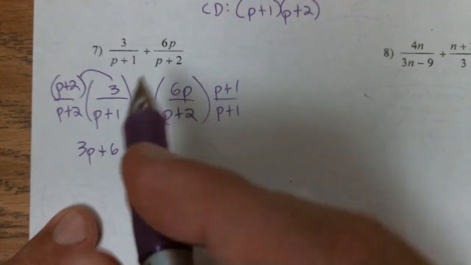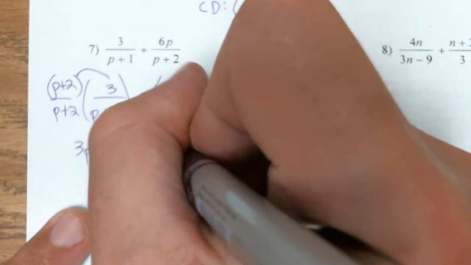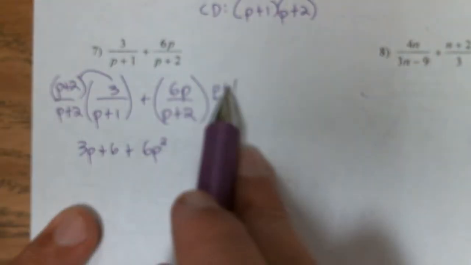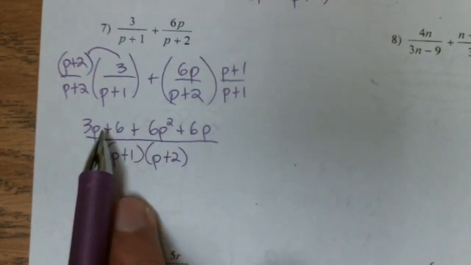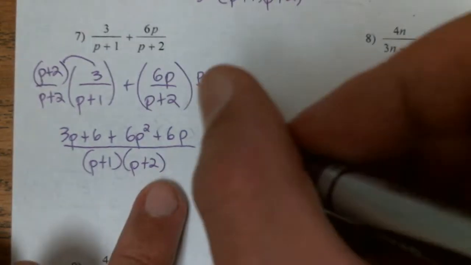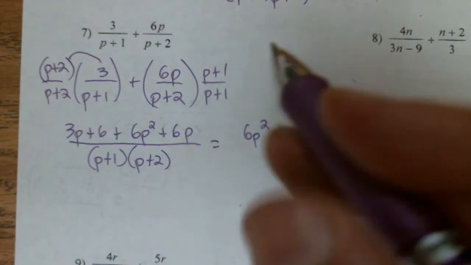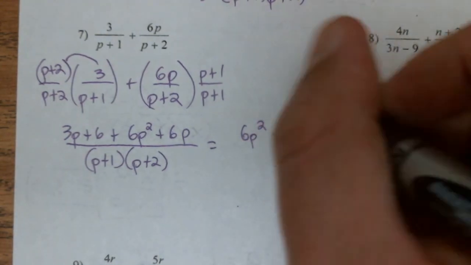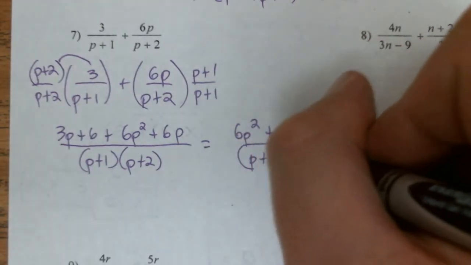All right, over here, I'm going to add that to 6p times p, 6p squared, and then distribute to the 1. 6p times 1 is 6p, and all of that is over my common denominator of p plus 1 times p plus 2. Okay, I can put all this together on top because now this is just combining like terms. I'm just adding all this stuff together. All right, so I'm going to have a 6p squared, add this 3p and the 6p, plus 9p plus this 6, and all of that's over my common denominator.